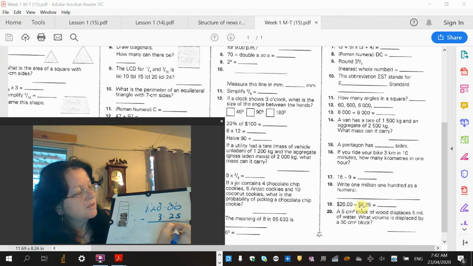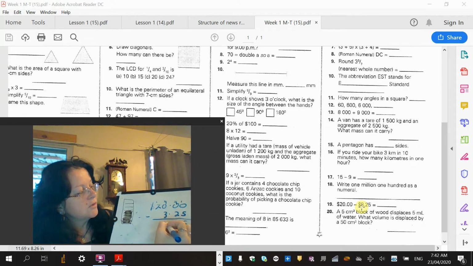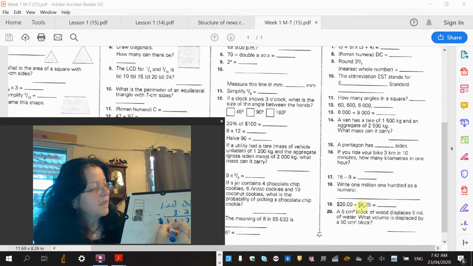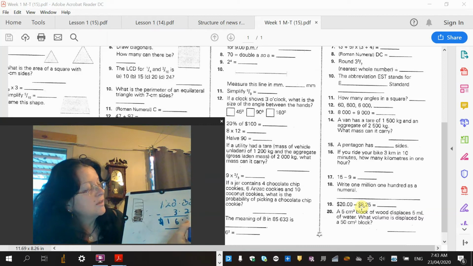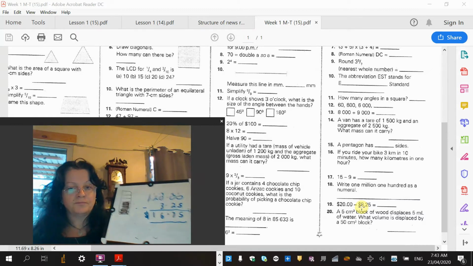10 take away 5 is 5. 9 take away 2 is 7. 9 take away 3 is 6. And there's the 1. So the answer is $16.75. And of course, some of us would have done that in our heads, where we just would have taken the $3 off 20 for 17 and known that $1 take away 25 cents is 75. And there's our answer there.